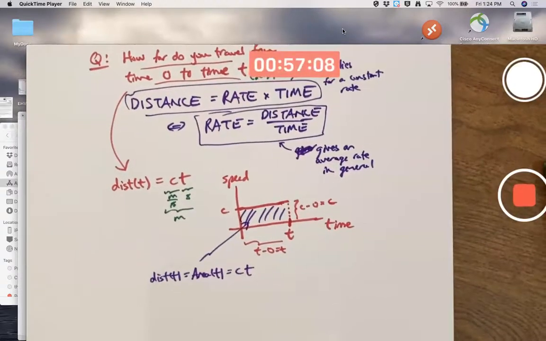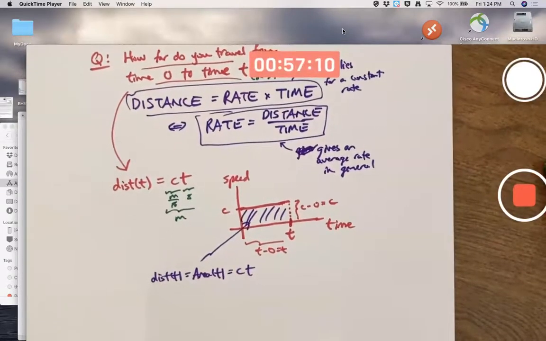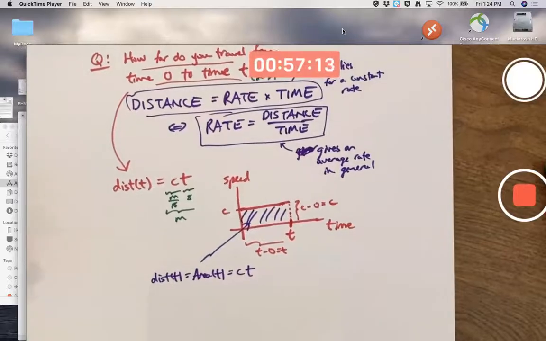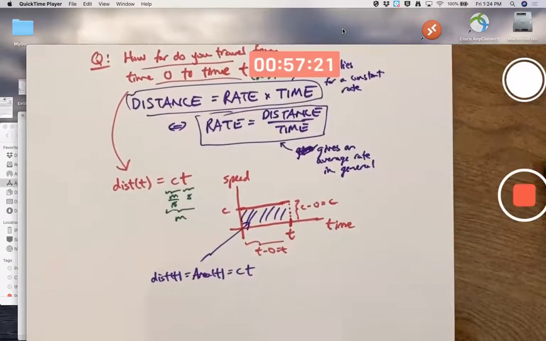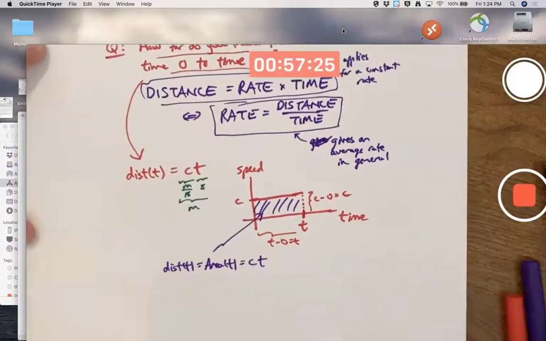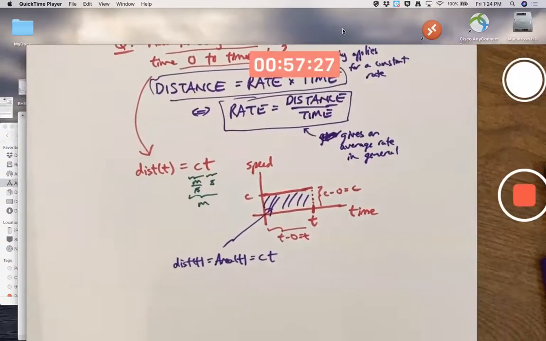This observation, that the distance traveled is the same as the area under the speed graph, generalizes to any kind of speed graph, no matter how crazy it is. The area under the speed graph will still be the distance traveled. Let's see if we can believe it in the next special case.